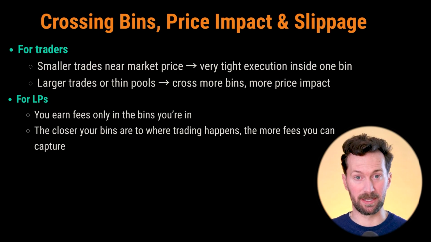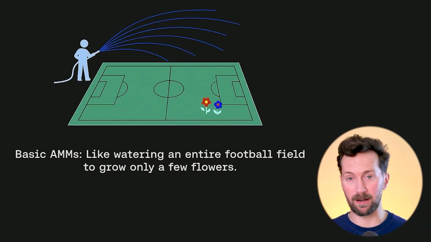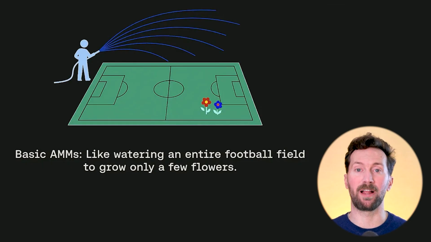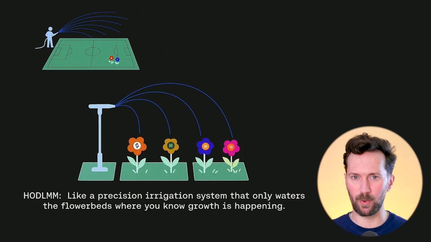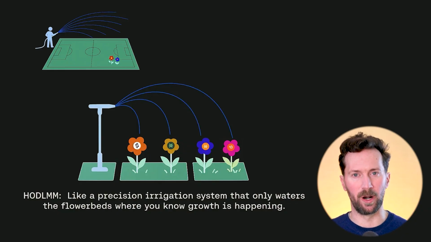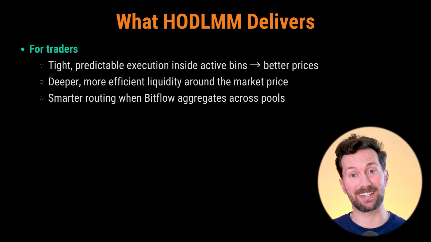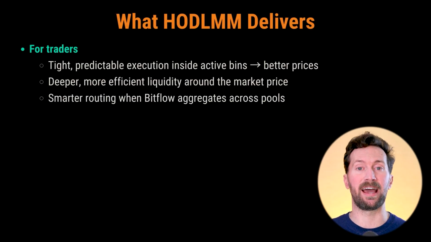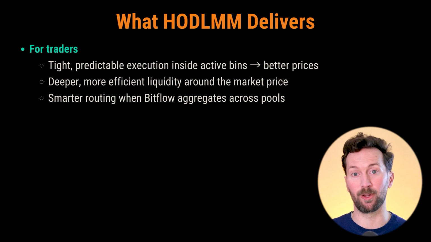So let's sum this up and bring it all together. Regular AMMs spread liquidity everywhere, like watering an entire field just to grow flowers in a limited area. And HODLMM concentrates liquidity into price bins where trades actually happen, like a precision irrigation system. So for traders, that means tight, predictable execution inside active bins, deeper, more efficient liquidity around the market price, and better routing when Bitflow aggregates across pools.